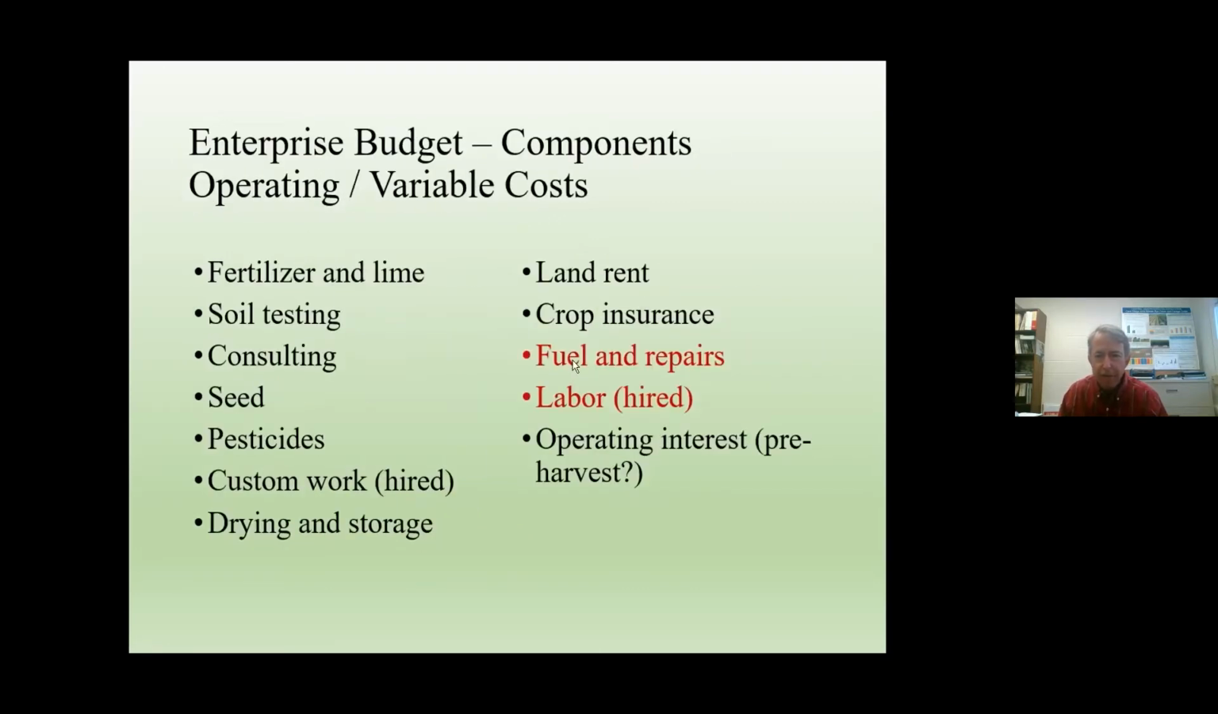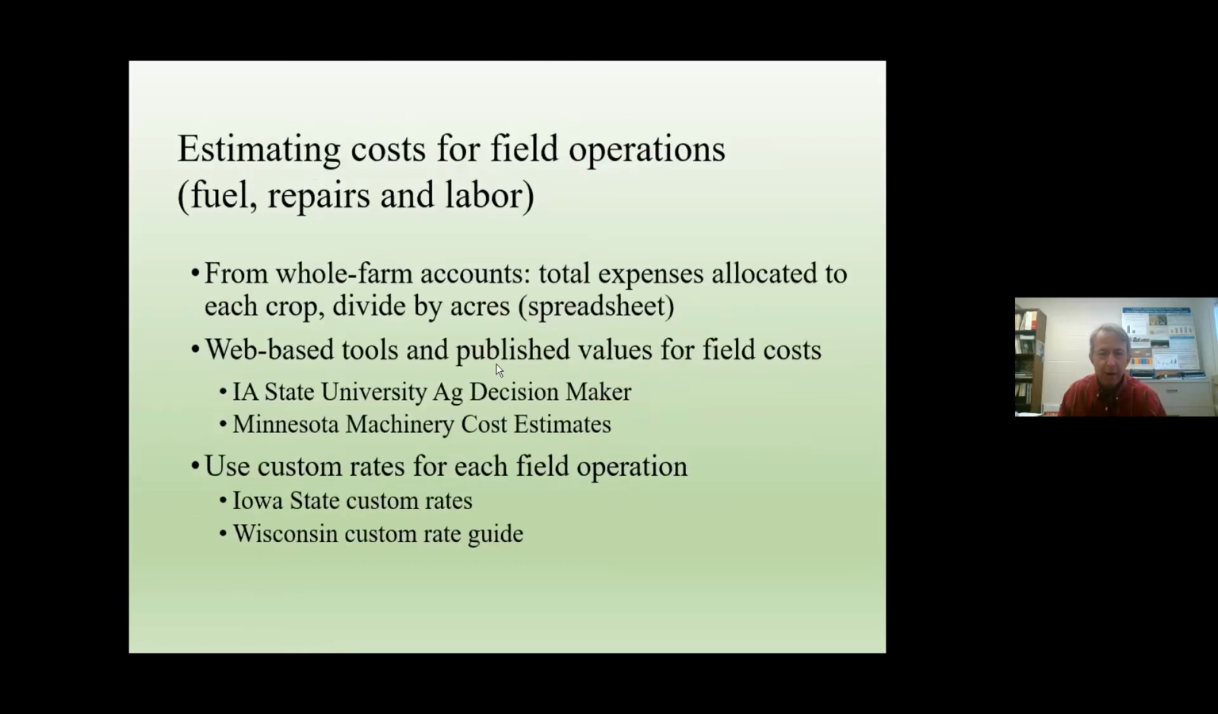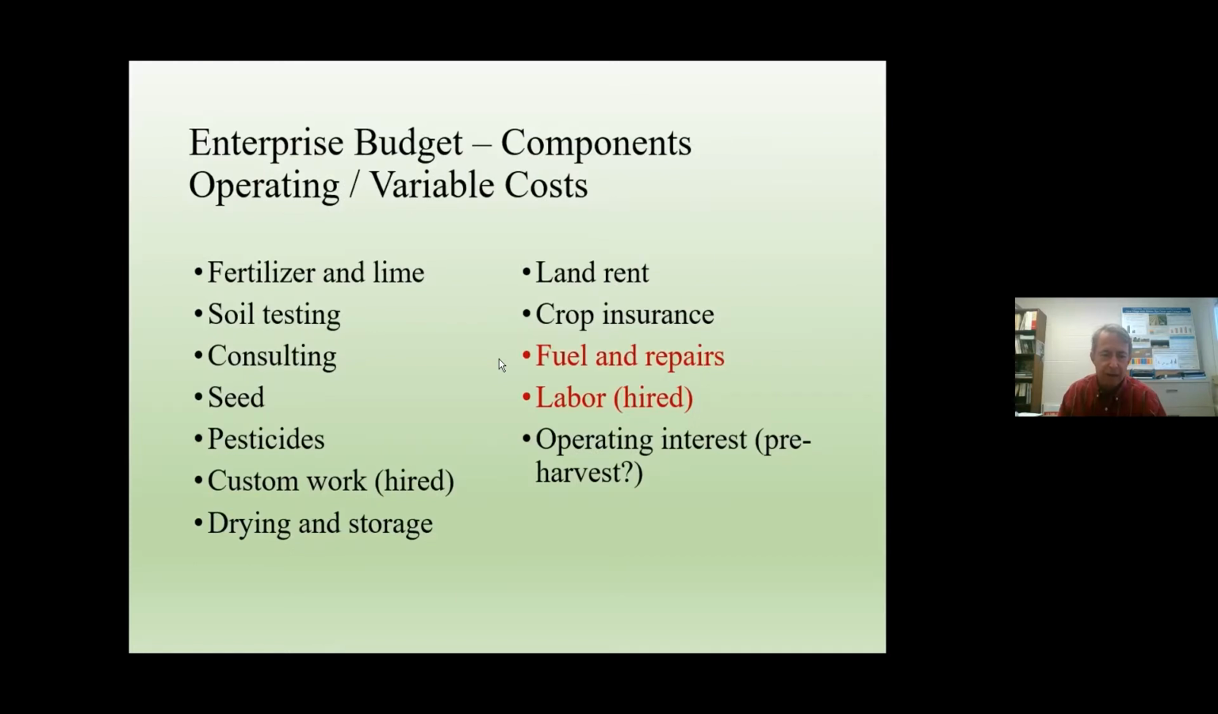I mentioned fuel and repairs and labor. Those are our main costs associated with field operations. So tillage, planting, harvesting. Other than custom work, the direct costs associated with those are the fuel and repairs specific to the year, and hired labor. Most of these things are going to be pretty apparent in how much we're paying for those, or we can come up with costs based on the prices that we pay for them.